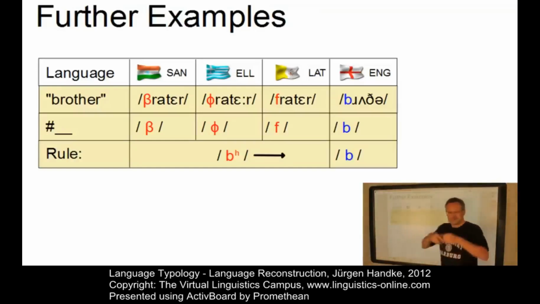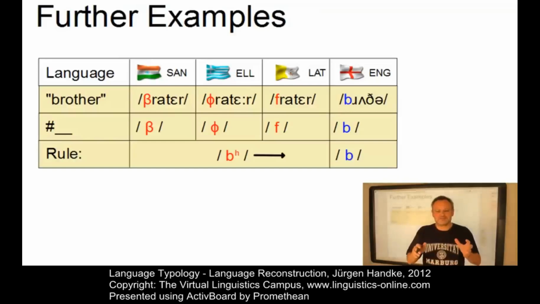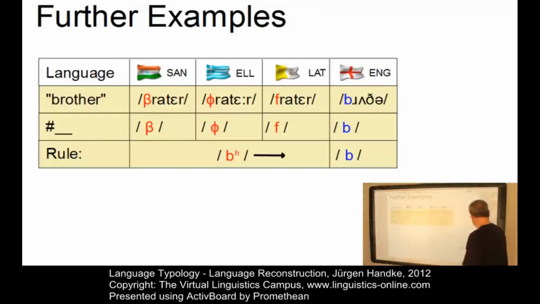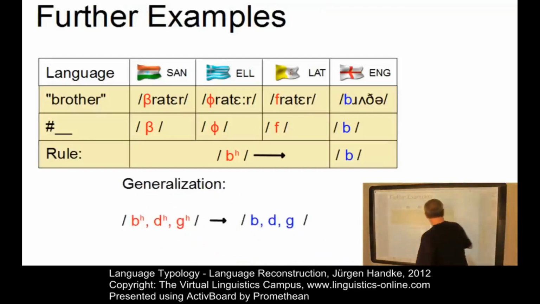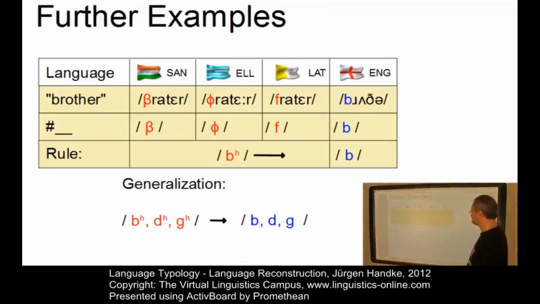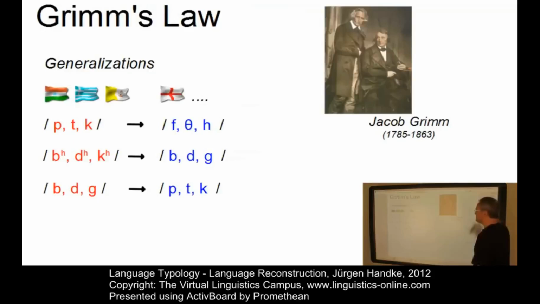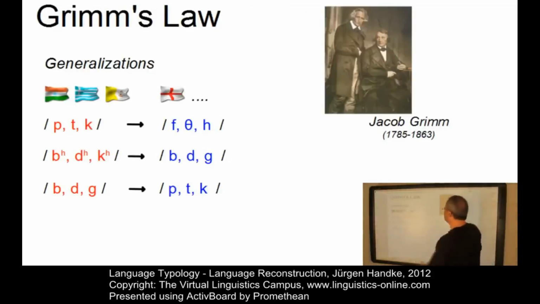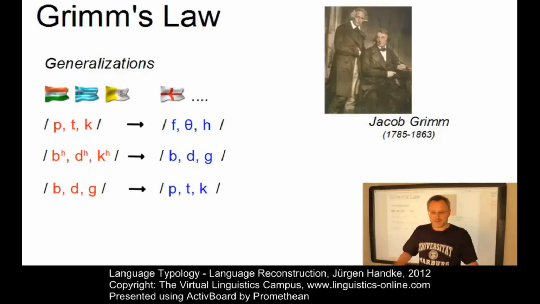Some sort of affricated bilabial element, plosive or fricative, comes out as a bilabial plosive in the Germanic languages, and here is the generalization. So this observation with further generalizations has become known as Grimm's law, or the first consonantal shift. And as I said earlier on, it goes back to Jacob Grimm.